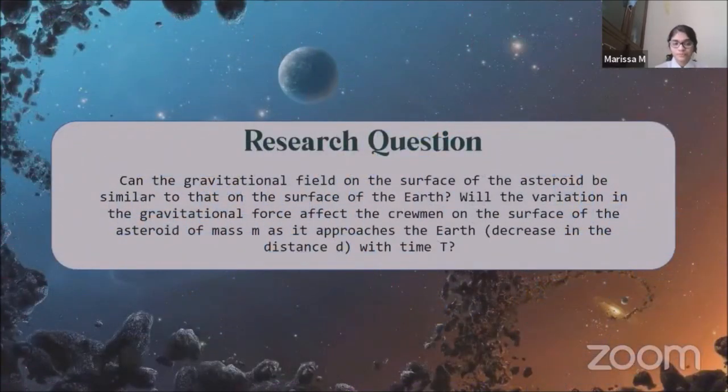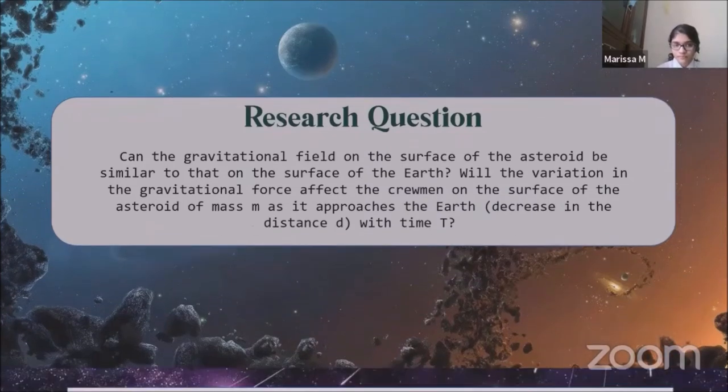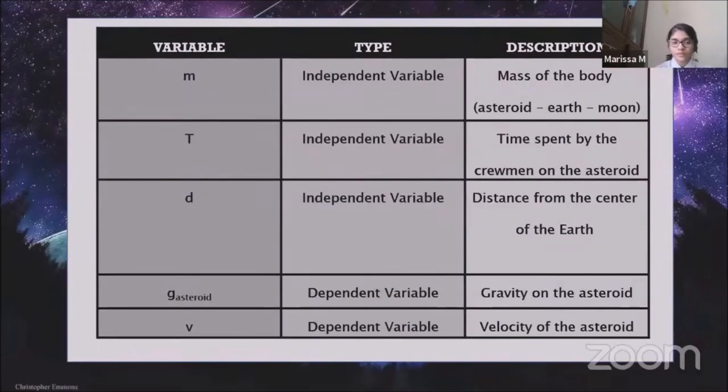Our research question: can the gravitational field on the surface of the asteroid be similar to that on the surface of the Earth? Will the variation in the gravitational force affect the crewmen on the surface of the asteroid of mass M as it approaches the Earth, causing a decrease in the distance d with time t? Our independent variables are mass, time, and distance, and our dependent variables are the gravity and the velocity of the asteroid as it approaches the Earth.